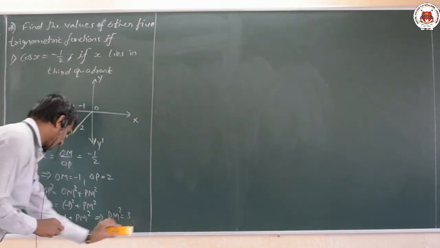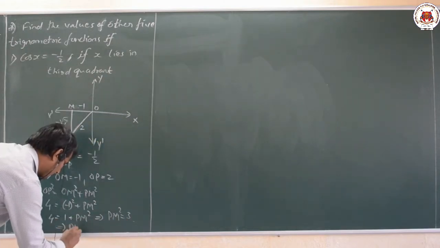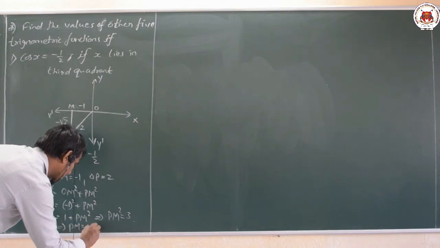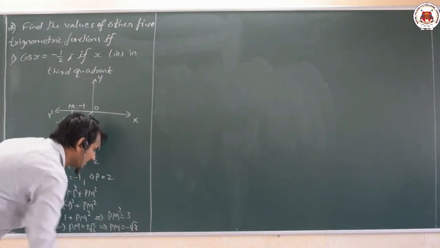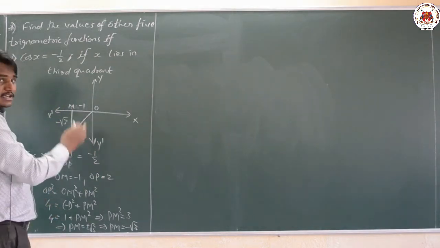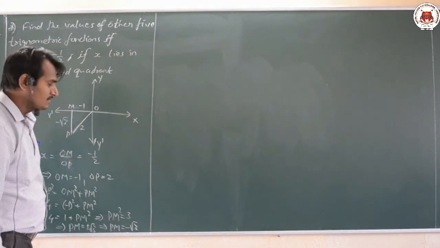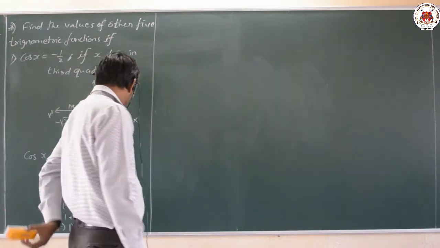Okay, which is equal to what we have? PM is equal to plus or minus root 3. That implies here PM is equal to minus root 3. Why? The reason is it lies on the negative y axis. Very simple problem.